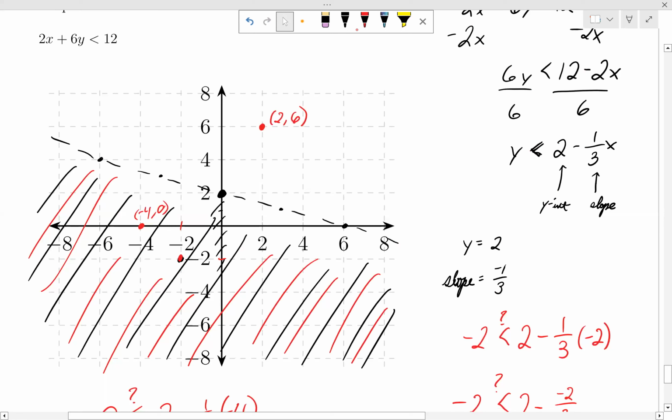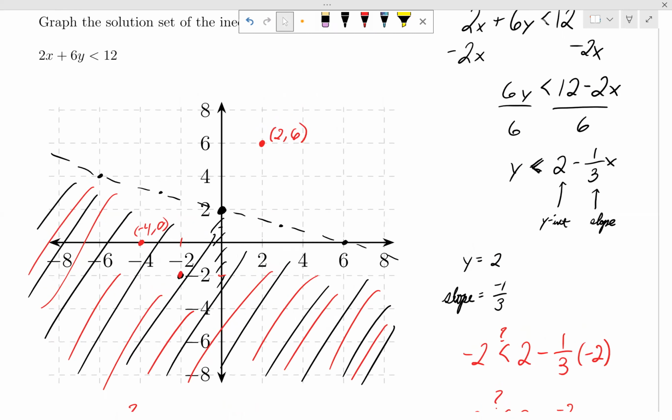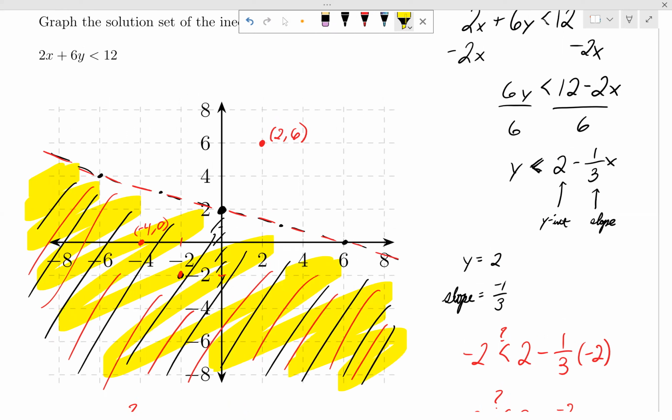And this point 2, 6 is above my line. So my final answer would be this picture, this dotted line with the region filled in beneath the line. This dotted line that I'm highlighting in red, and then filled in below that I'm coloring yellow. This would be my final answer.